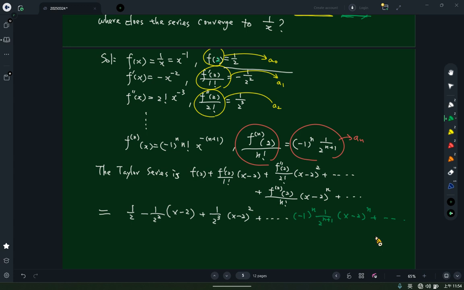So the most important process is the first one, to get the a0, a1, a2, and an coefficients. Then finally just put them together. Then this is the so-called Taylor series when a is equal to 2.